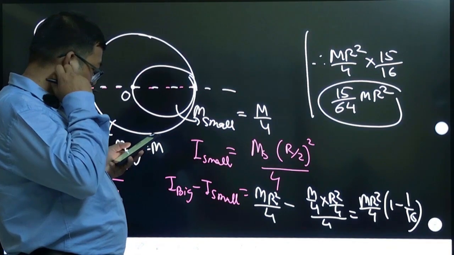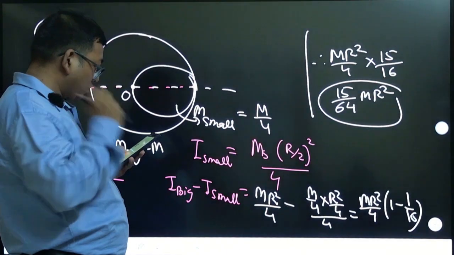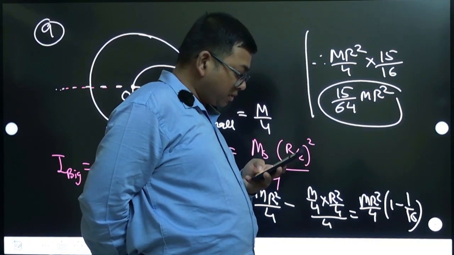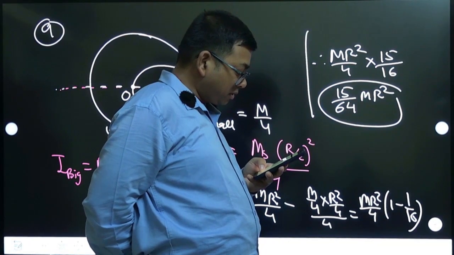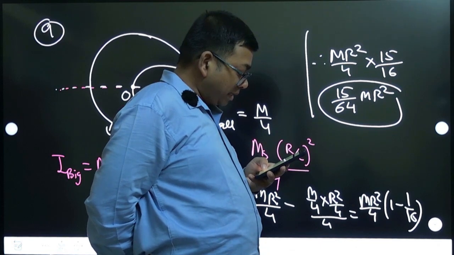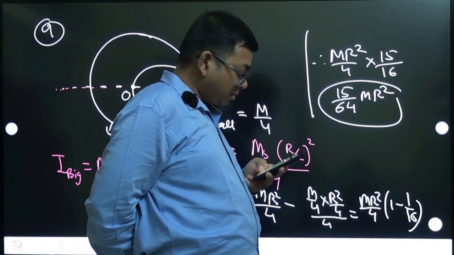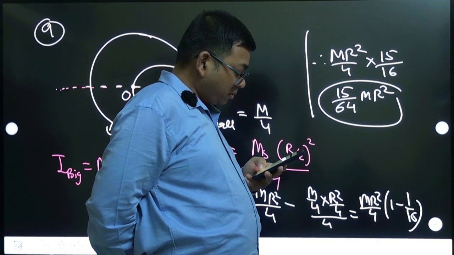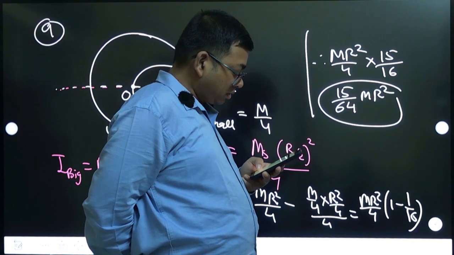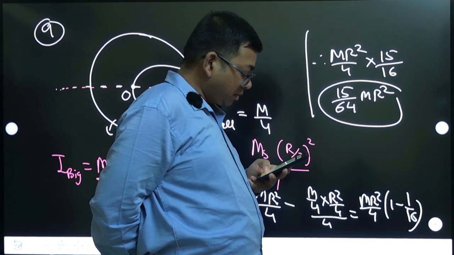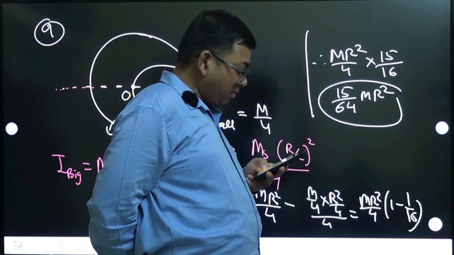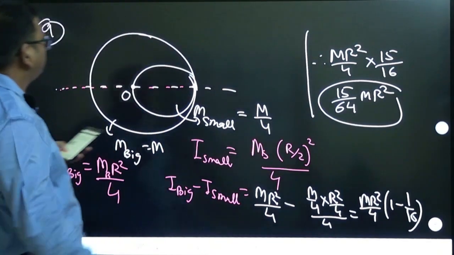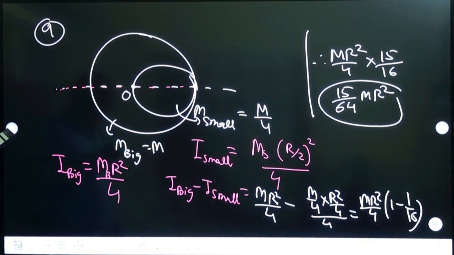Answer is not matching. Let's read the question once again. A uniform circular disk of radius r and mass capital M is rotating about an axis in its plane and passing through its center of mass. A small circular part of radius r by 2 is removed from the original disk as shown. Find the moment of inertia of the remaining part of the disk about the same axis. About the same axis means the same axis which is in the plane.